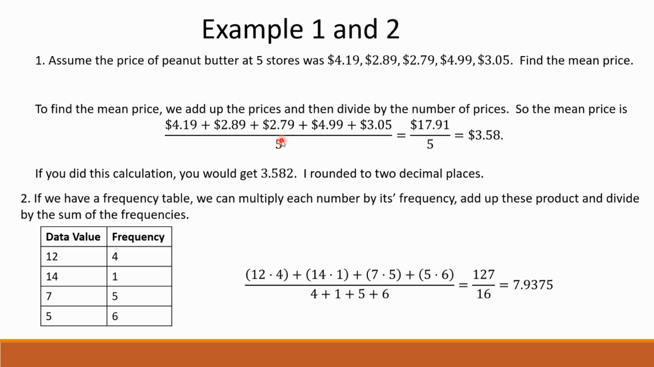Of course, we're assuming we have quantitative data. I mean, if these were colors like red, orange, yellow, green, blue, this would not make sense. So we're working with quantitative data. So we're adding up these numbers, and we're dividing by how many there are.